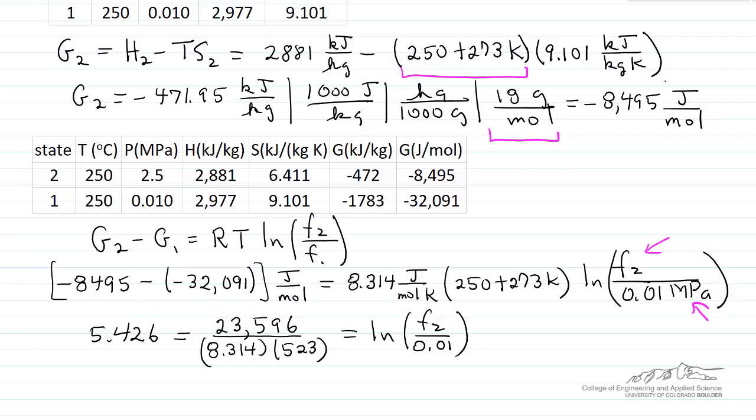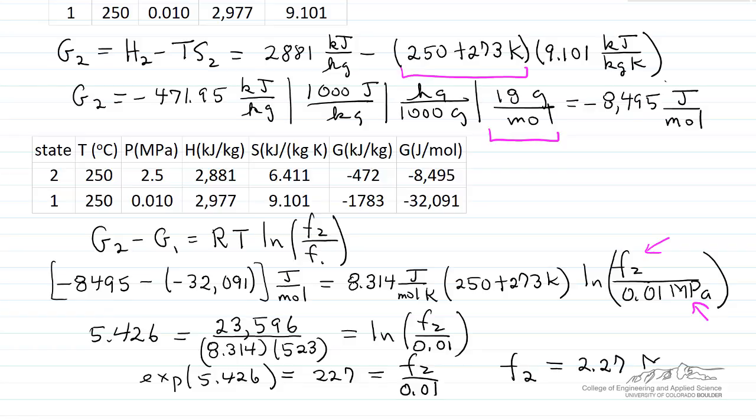So let me do the additions and multiplication. Now if I take the exponential of both sides, the exponential of 5.426 is equal to 227. That's going to be fugacity 2 over 0.01. So therefore, fugacity 2 is 2.27 megapascals, or probably in significant figures, 2.3 megapascals. Thus, we've used the steam tables to calculate the fugacity of water at high pressure.